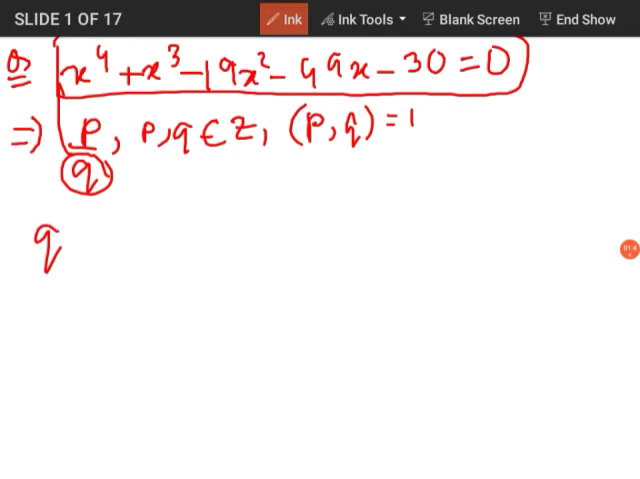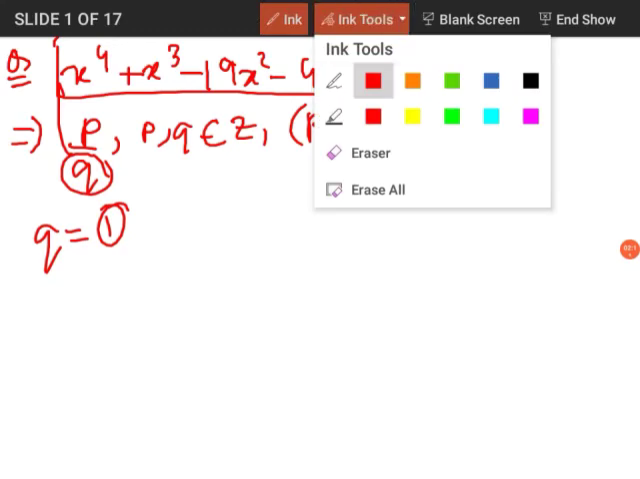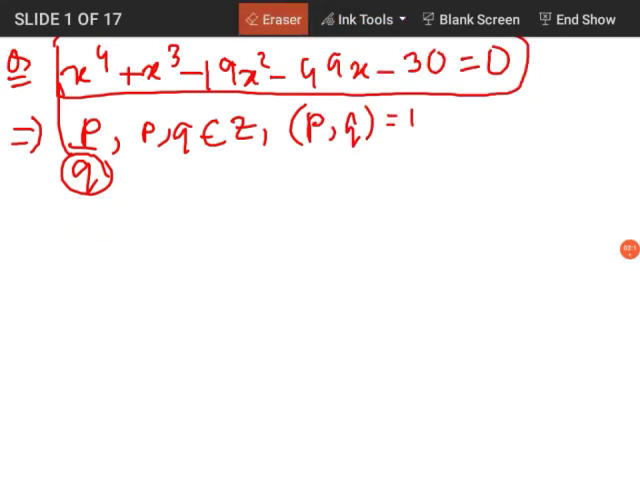So q has to be 1, correct? Now we find that this has become the integer root theorem, that is, the root is an integer. The integer root theorem was a corollary of the rational root theorem. Since q has become 1, p is obviously an integer, so it has become the integer root theorem. That's how they're related. Now p will divide minus 30 according to our theorem.